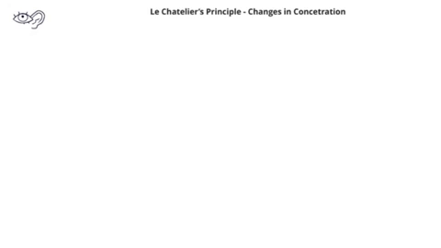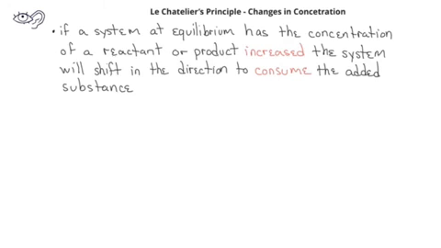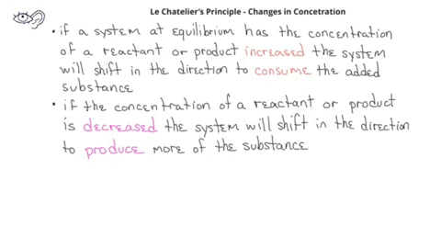Let's look at how Le Chatelier's principle applies when we change the concentration of a reactant or product. If a system is at equilibrium and the concentration of a reactant or product is increased, the reaction will shift to consume the added substance. However, if the concentration of a reactant or product is decreased, the system will shift in the direction that will produce more of the substance that was removed.